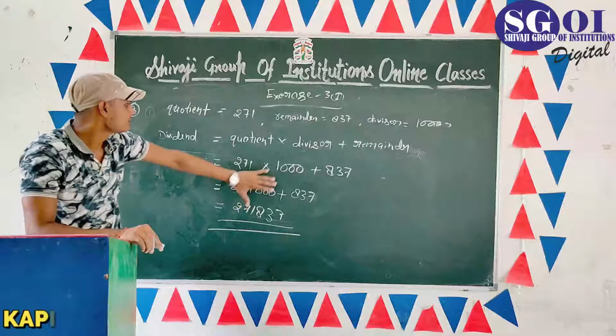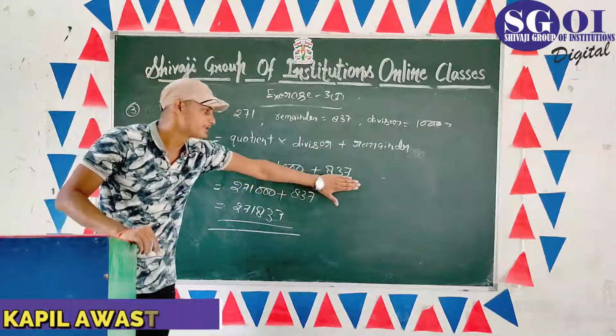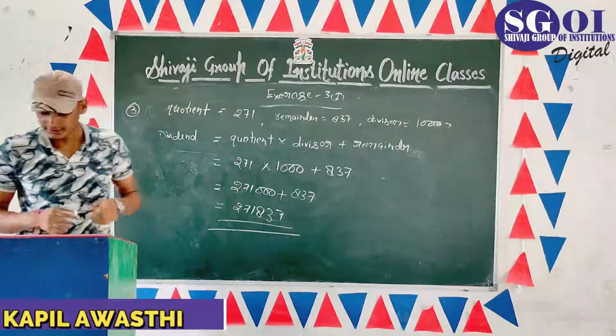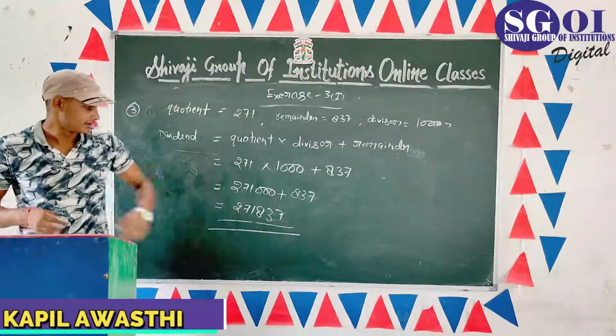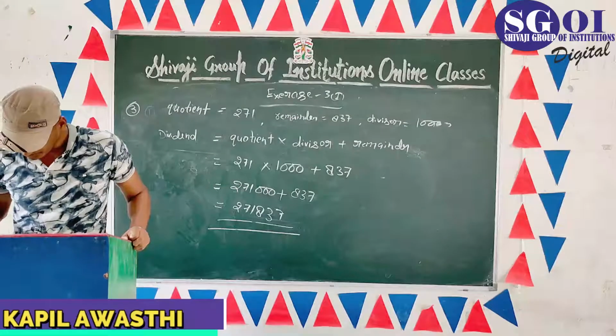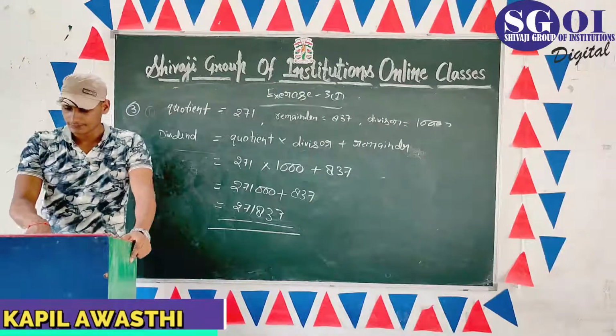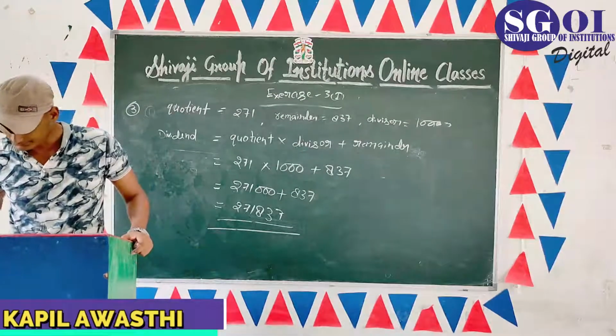Put all the values in this formula. 271 multiplied by 1000 plus 837, and the answer is this. Okay, students, so I hope you can do all the questions, question number 4 to 10.